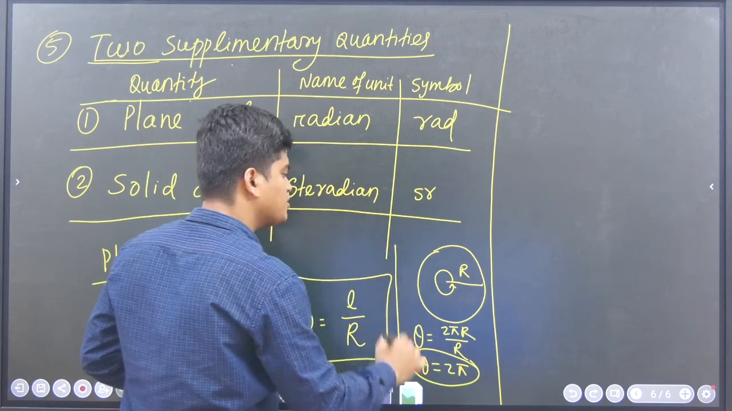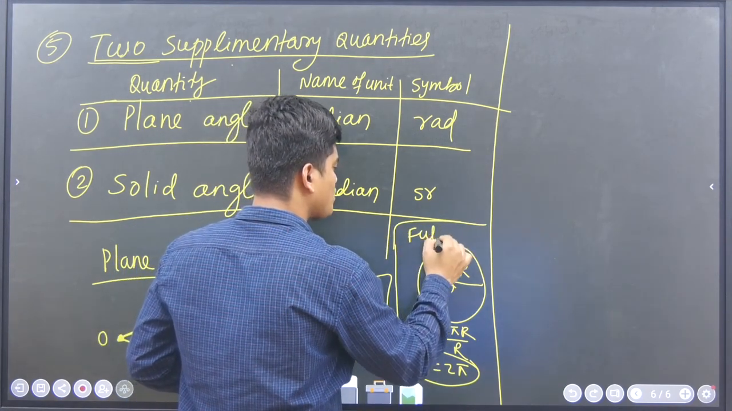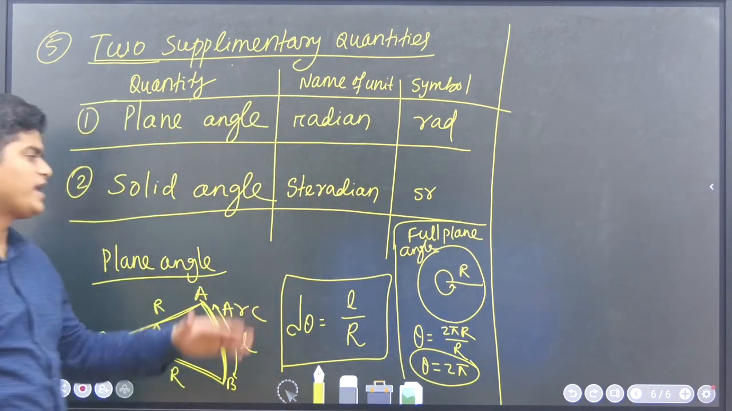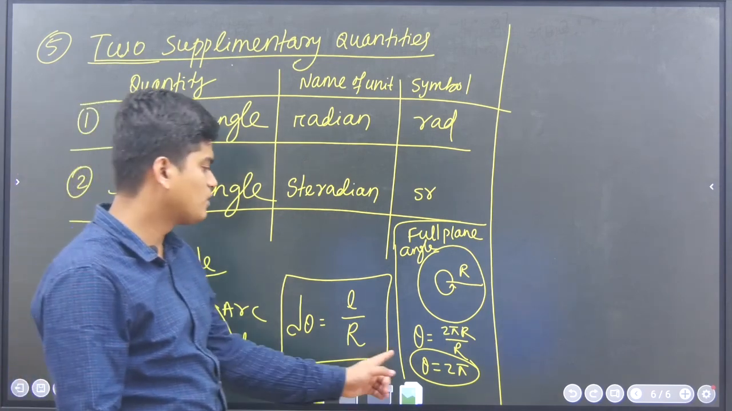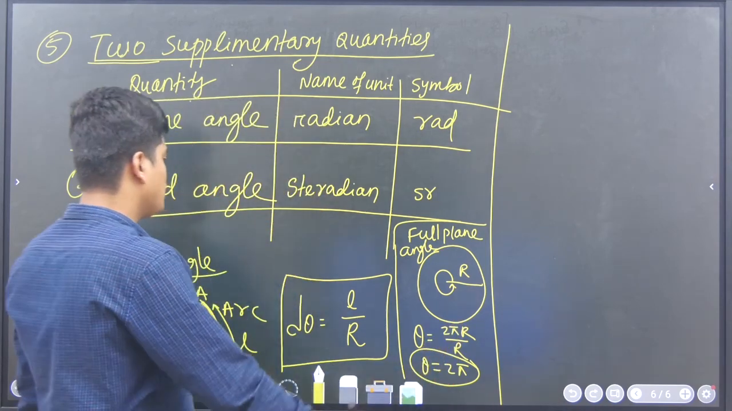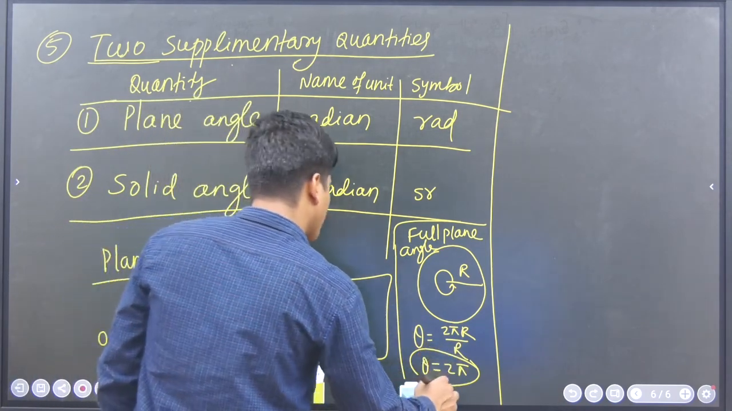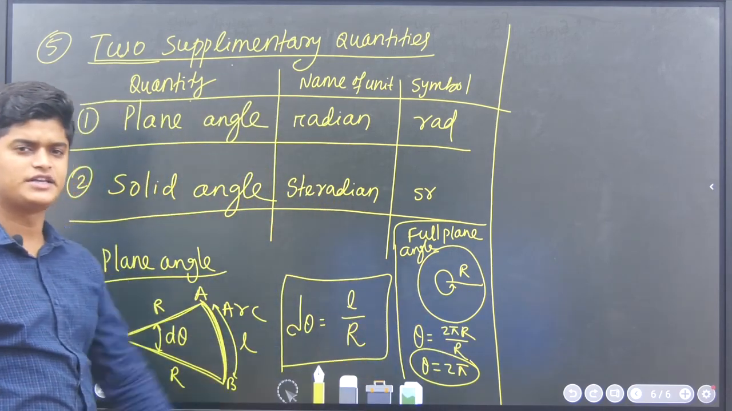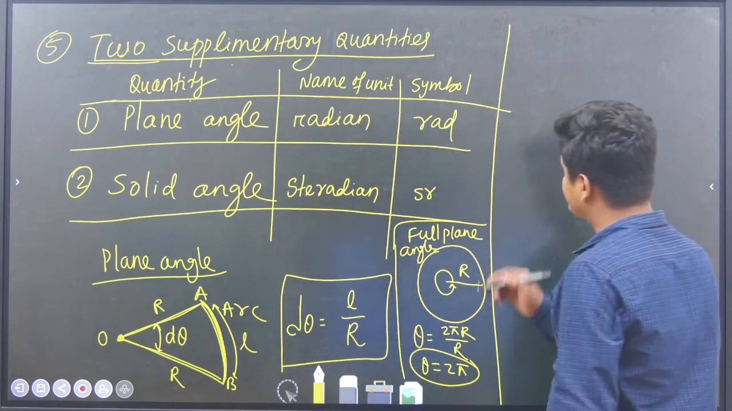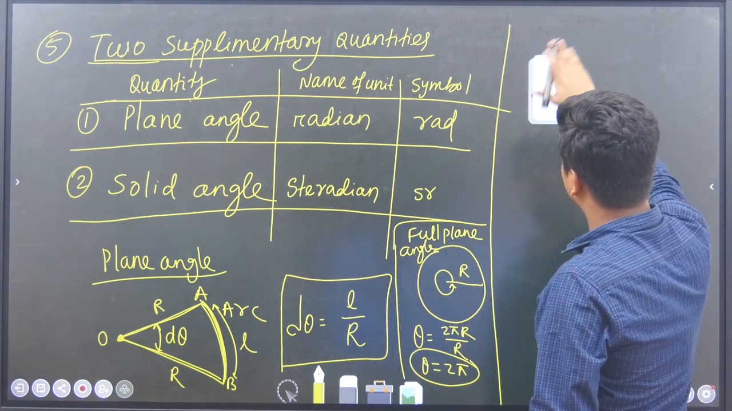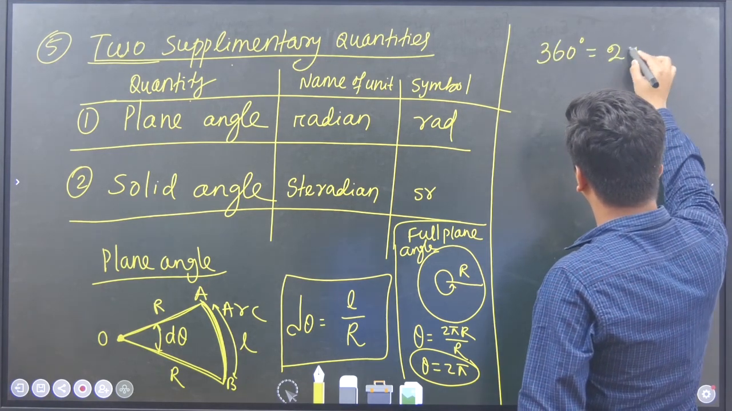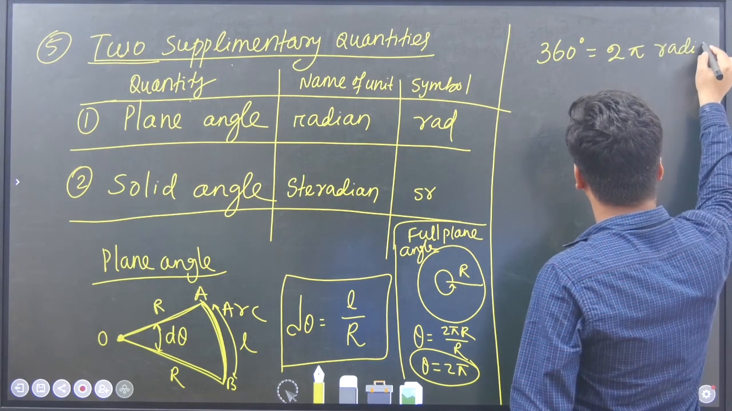So this is the full plane angle, which is nothing but the circle angle, theta equal to 2 pi. Remember, this is represented in radian. So the full plane angle theta can be written as 2 pi radian, or the total angle is 360 degree. So the circle angle 360 degree equals 2 pi radian.